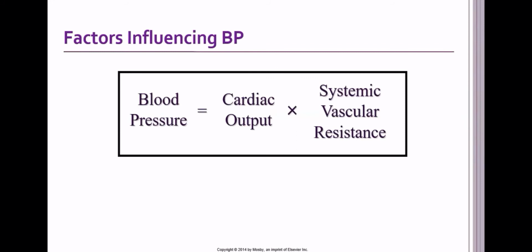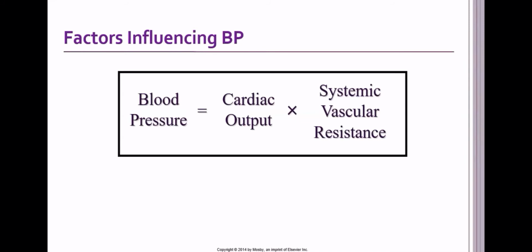So, factors influencing blood pressure. We'll first talk about blood pressure, which is the force exerted by the blood against the walls of the blood vessel. It is primarily a function of cardiac output and systemic vascular resistance.